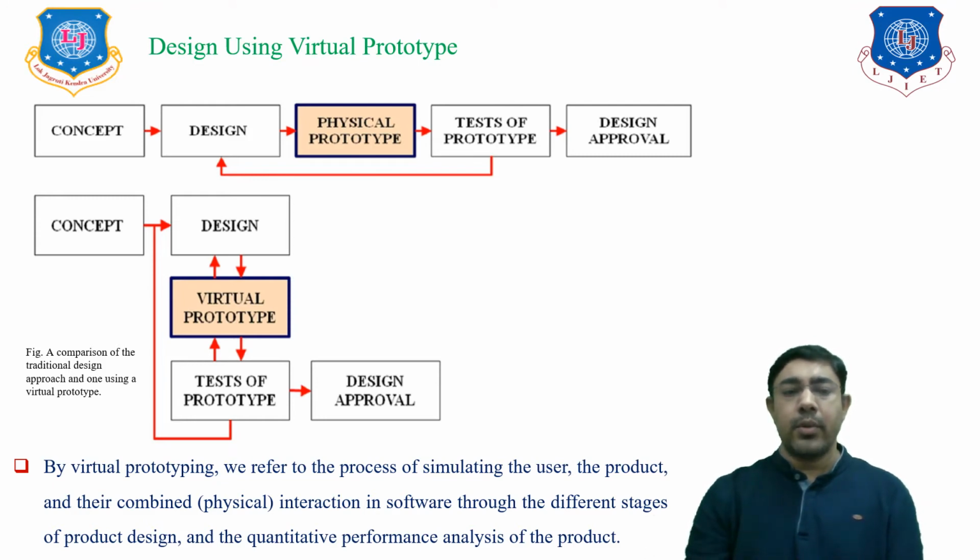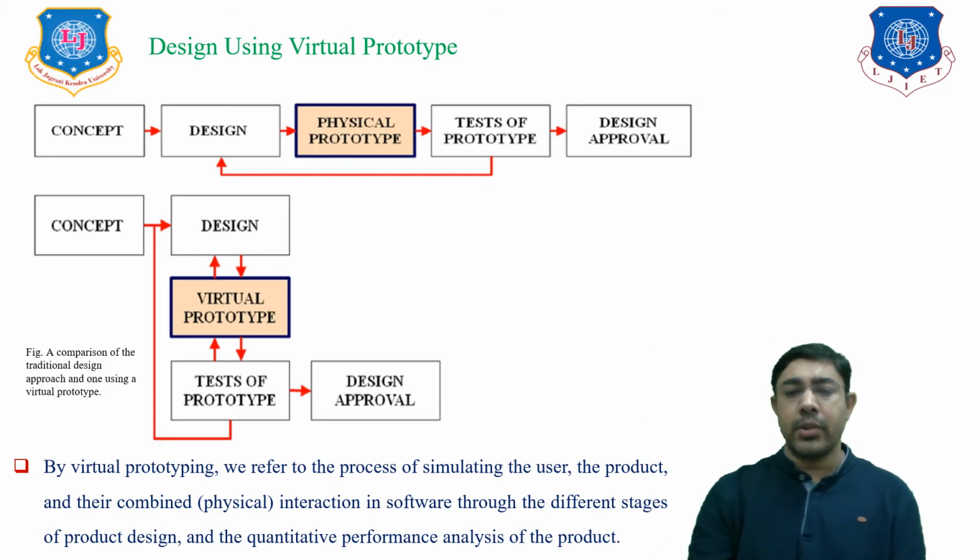Design using virtual prototypes starts with the concept and design, and after finalizing the designs, the virtual prototype is created instead of the physical prototype. This virtual prototype is generated in the CAD software, and testing of the prototype is done in the CAE software. So this is interconnected, and you can see in the figure there are two-way communications. If the prototype does not fulfill the requirement, then we have to modify the designs again.